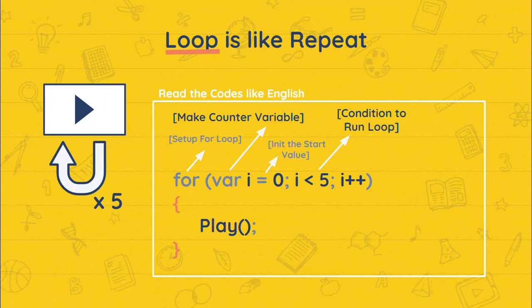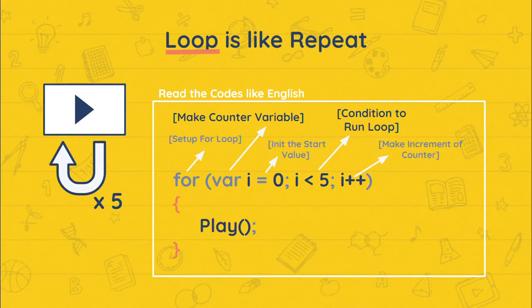And the next part is the condition: you want the loop to continue to run until this condition no longer applies. In this case, you can see i is less than 5. So when the counter is less than 5, the loop will repeat itself until it's no longer less than 5.